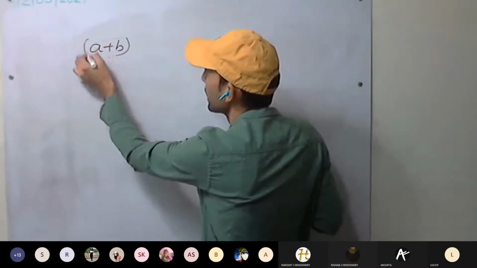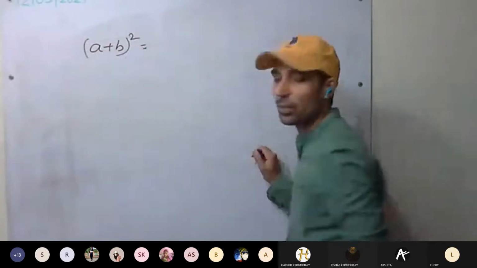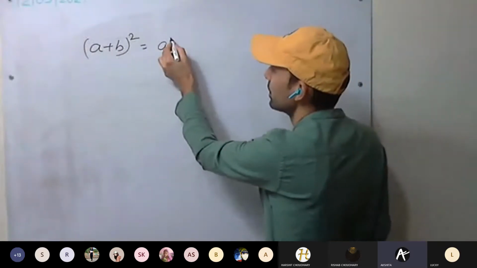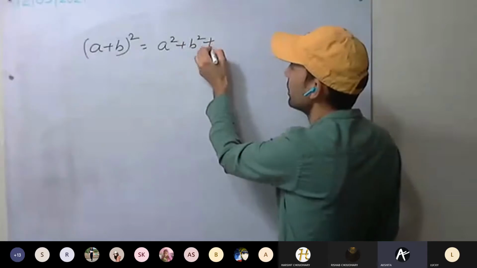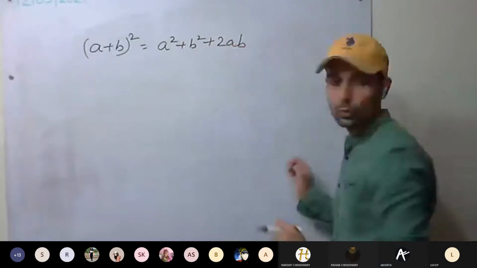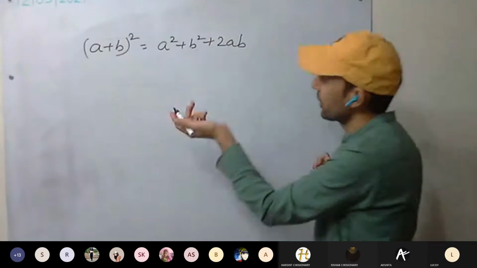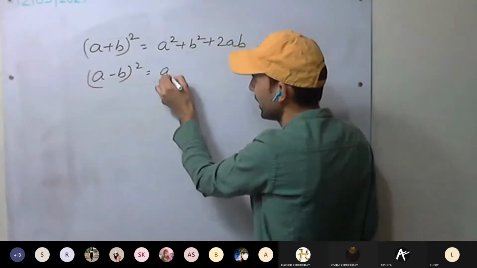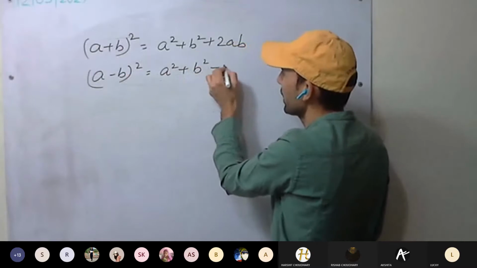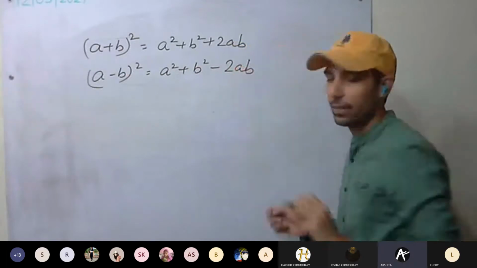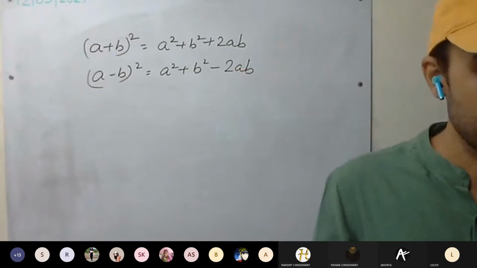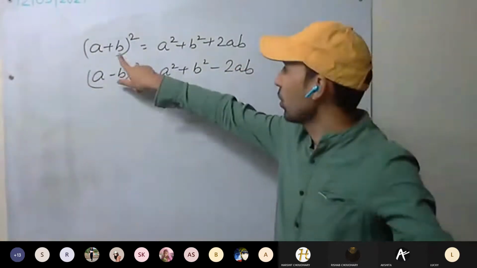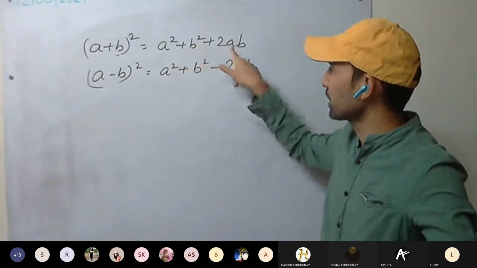Okay, if it is given (a plus b) the whole square, what will be the answer? a square plus b square plus 2ab. Okay. If it is given (a minus b) the whole square, a square plus b square minus 2ab. Okay, these are the two algebraic methods we are going to use. So (a plus b) the whole square equals a square plus b square plus 2ab.